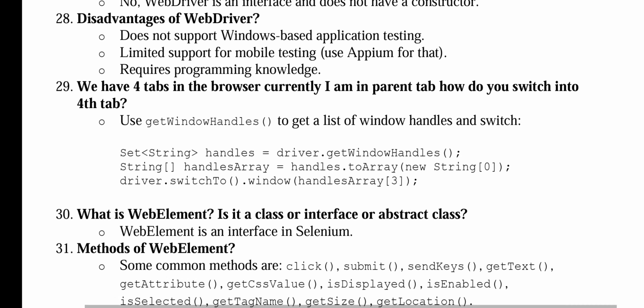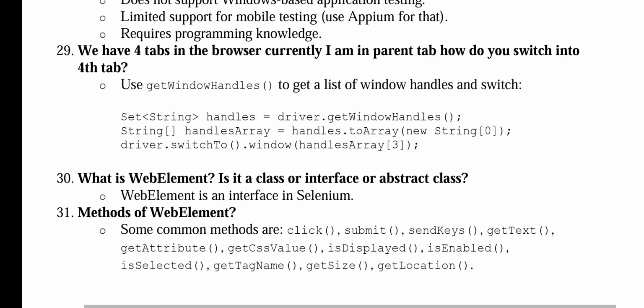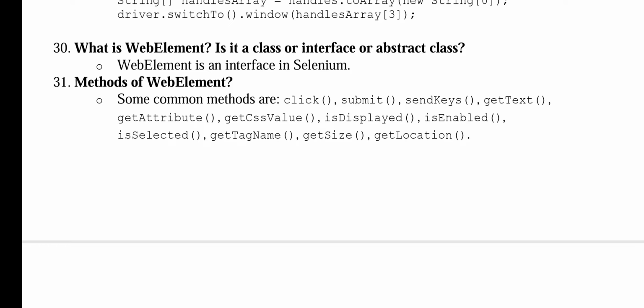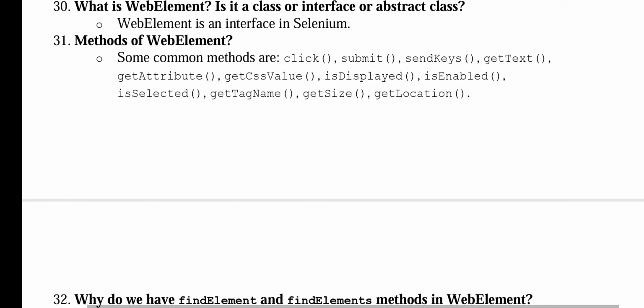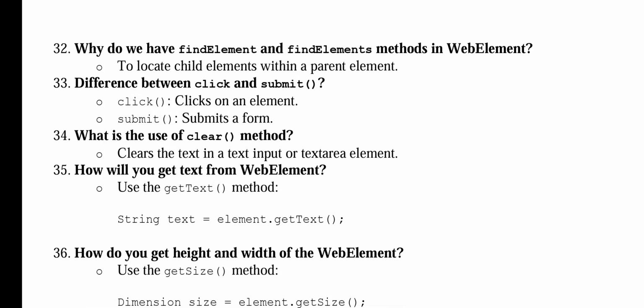We have 4 tabs in the browser currently. I am in the parent tab. How do you switch into the 4th tab? What is web element? Is it a class, an interface or an abstract class? What are the methods of web element? Why do we have find element and find elements methods in the web element?